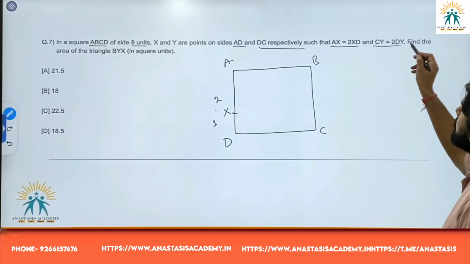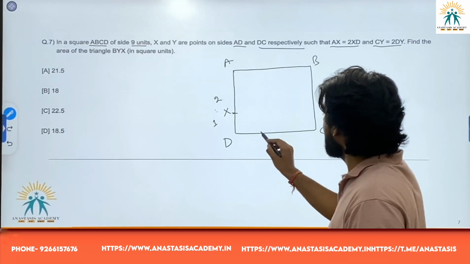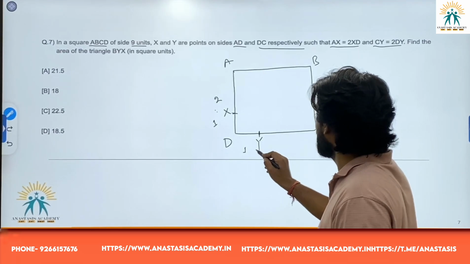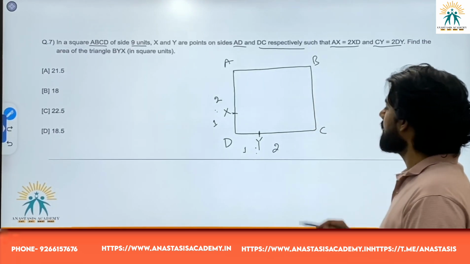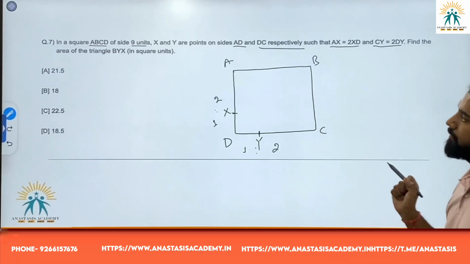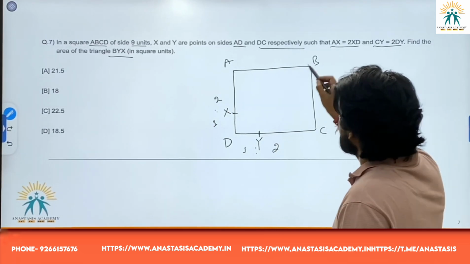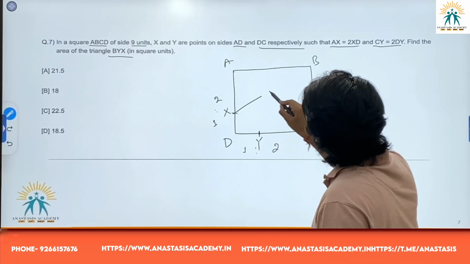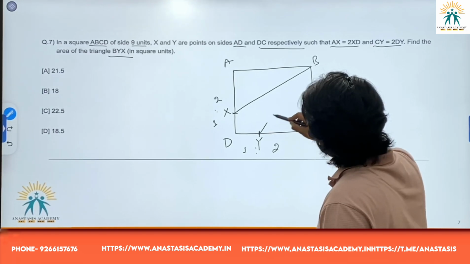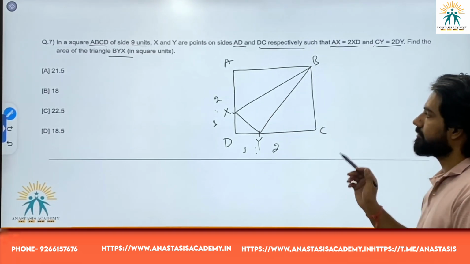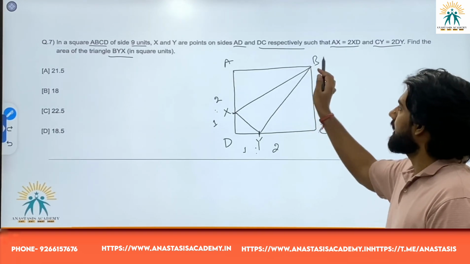Also CY is 2 times of DY. So we can take Y here. Then the ratio of these two lengths is also given to me as 1:2. Now find the area of triangle BYX. So when I join these 2 points to B, I have to find the area of this triangle BYX.